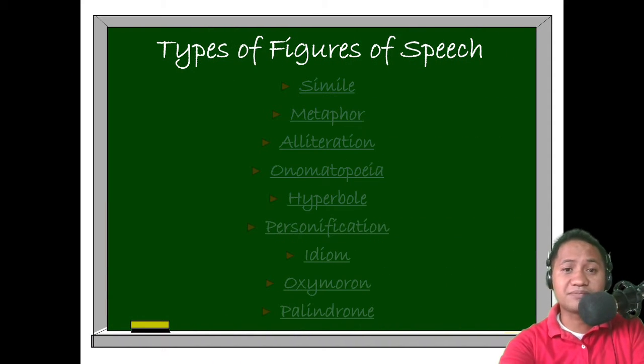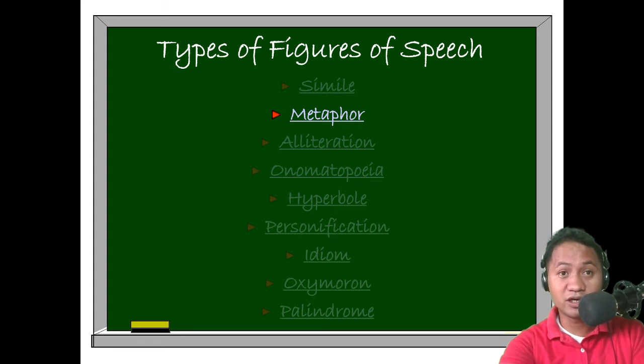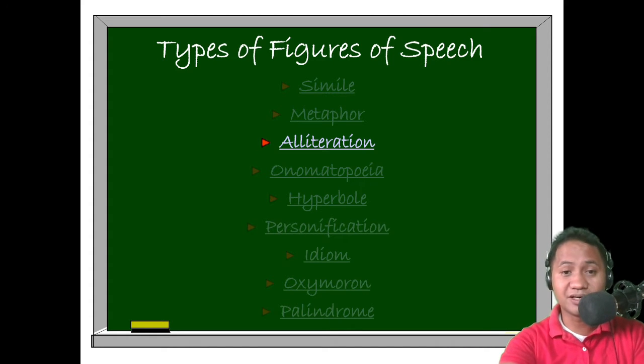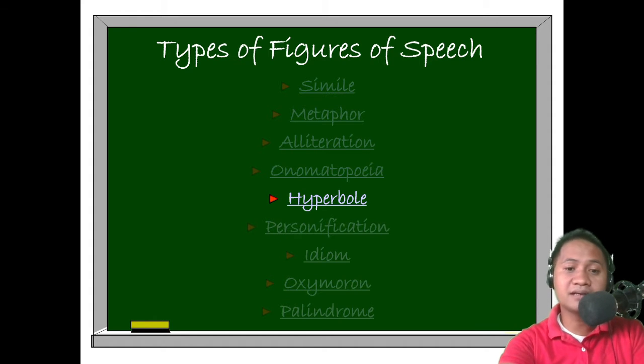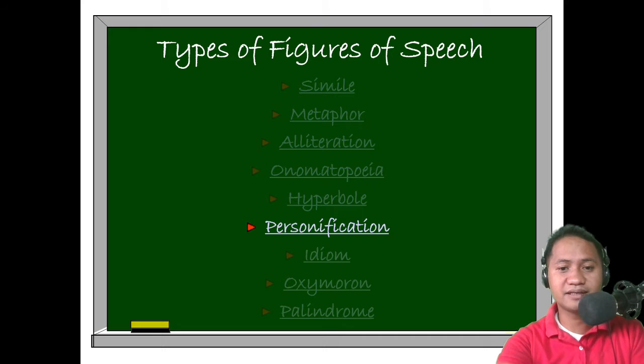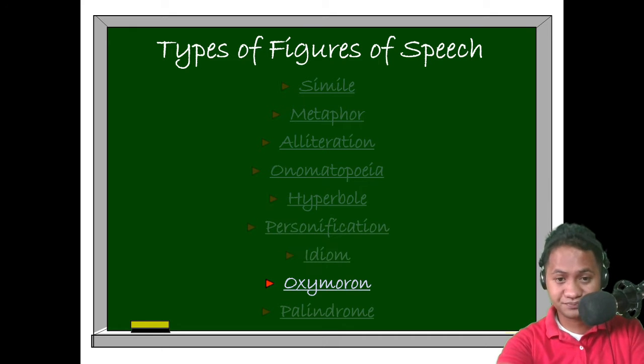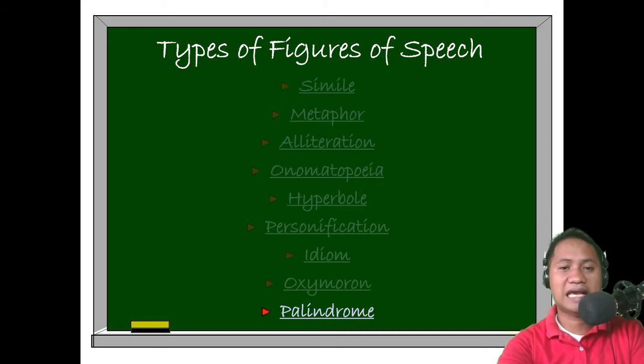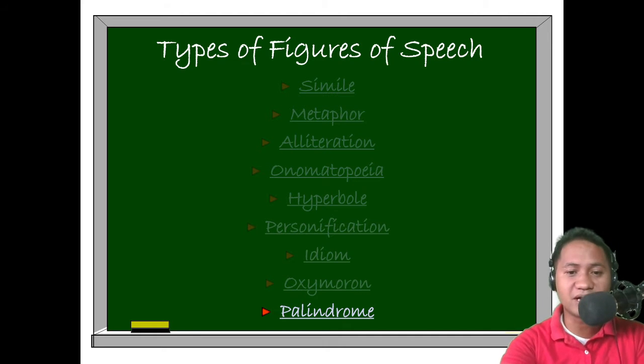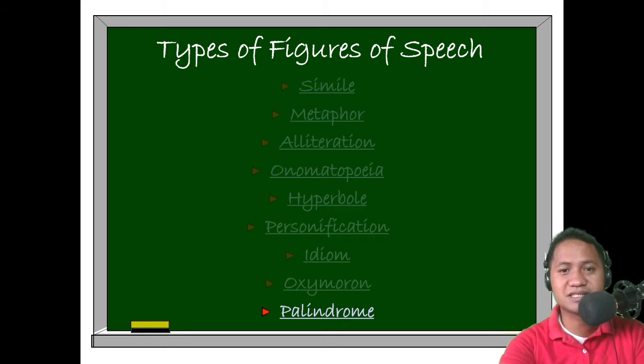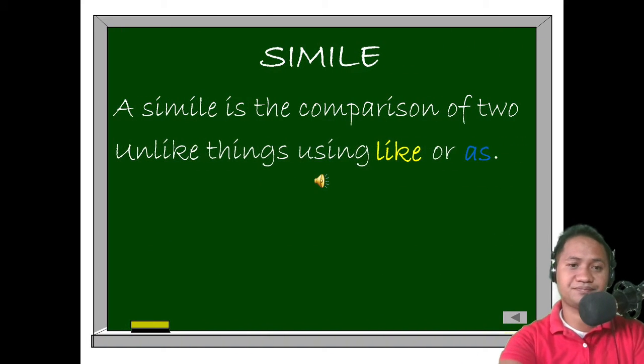There are some types of figures of speech. First is the simile. Second, metaphor, alliteration, onomatopoeia, hyperbole, personification, idiom, oxymoron, and palindrome. There are many types of figures of speech, but I chose some of these. These are the common ones. First, simile.